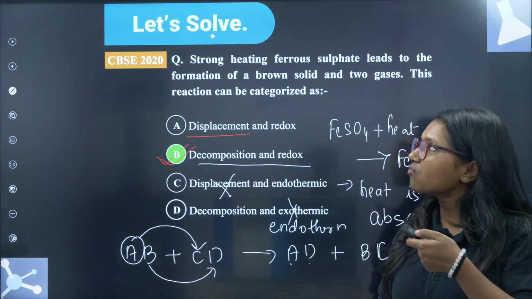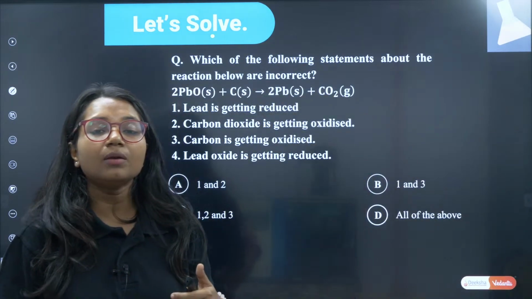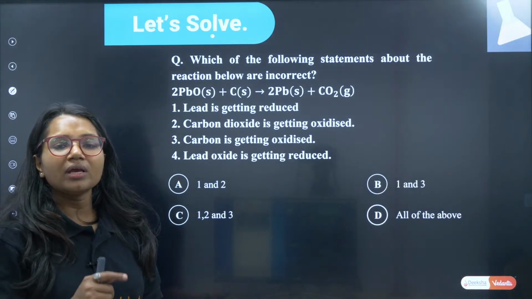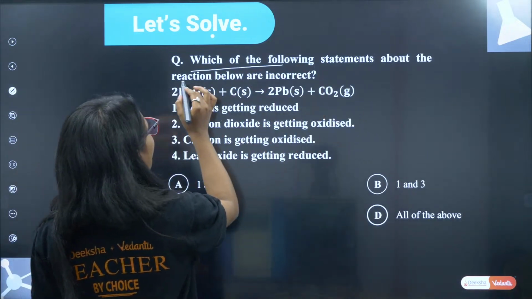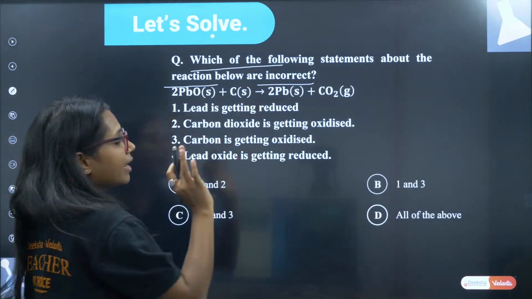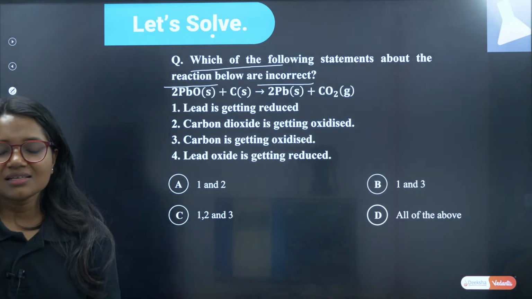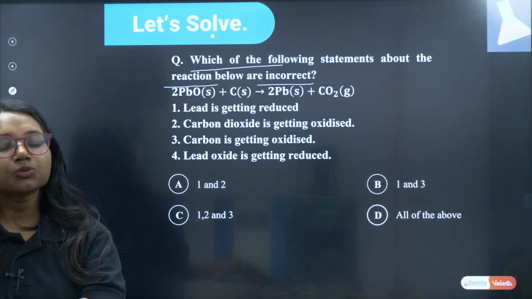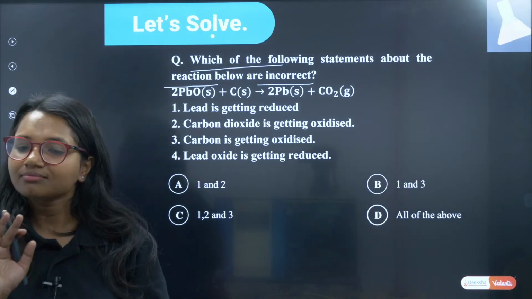So now move to the next question. Can you read this question once and tell me what the answer is for this? Which of the following statements about the reaction below is incorrect? You have to tell the incorrect statement. Very good, Ashwini. So just read these options and tell me which statement here is incorrect.